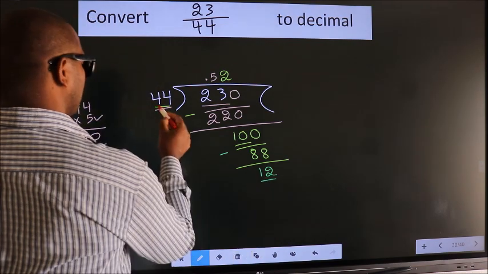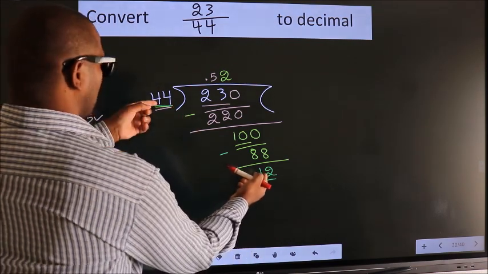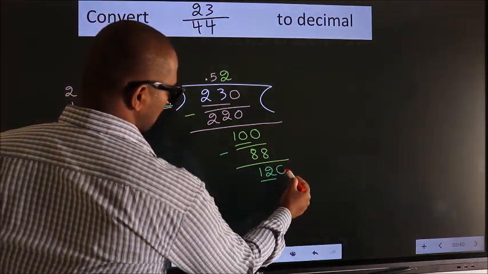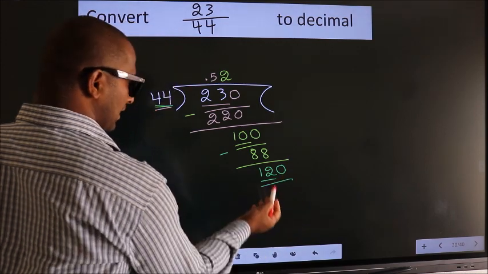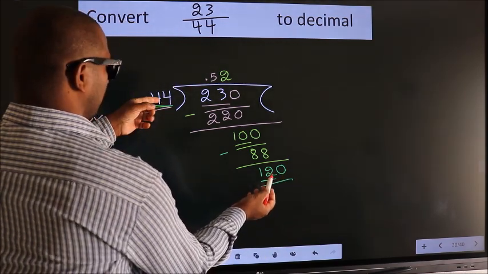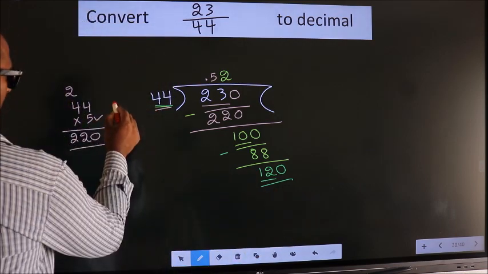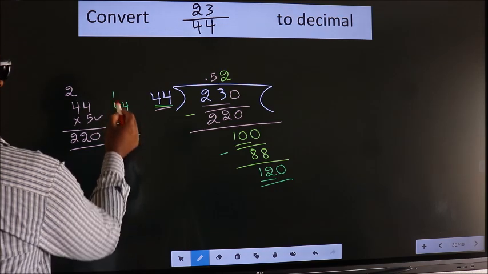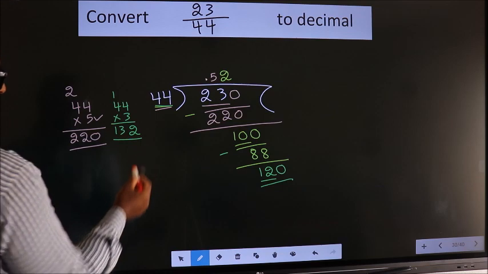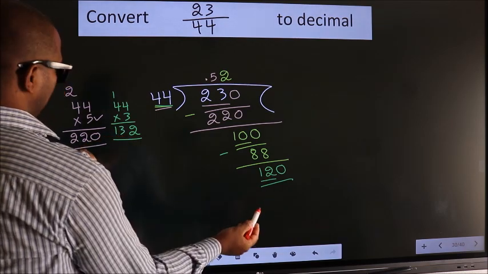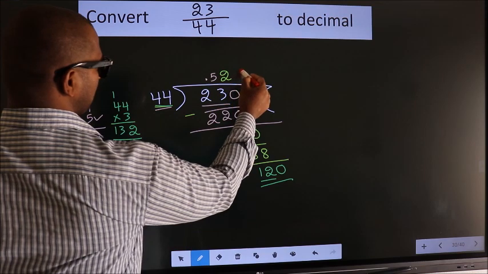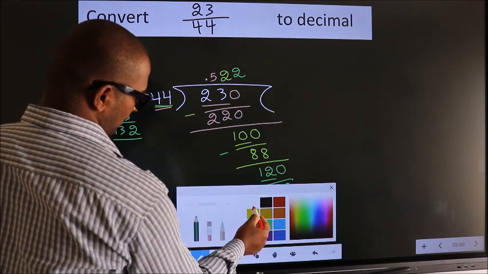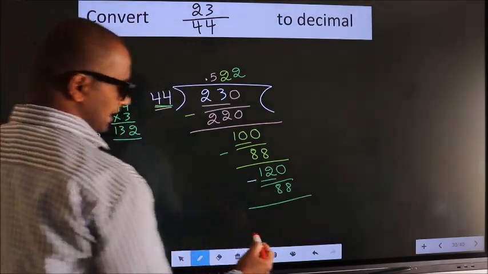Here we have 12, here 44. 12 is smaller than 44. We already have the decimal, so we can directly take 0. So 120. A number close to 120 in the 44 table. Let us check with 3. 3 fours 12, 2, 1. 3 fours 12 plus 1, 13. 132 exceeds 120. So we should go with 2 itself. 44 into 2, 88. Now we subtract. We get 32.